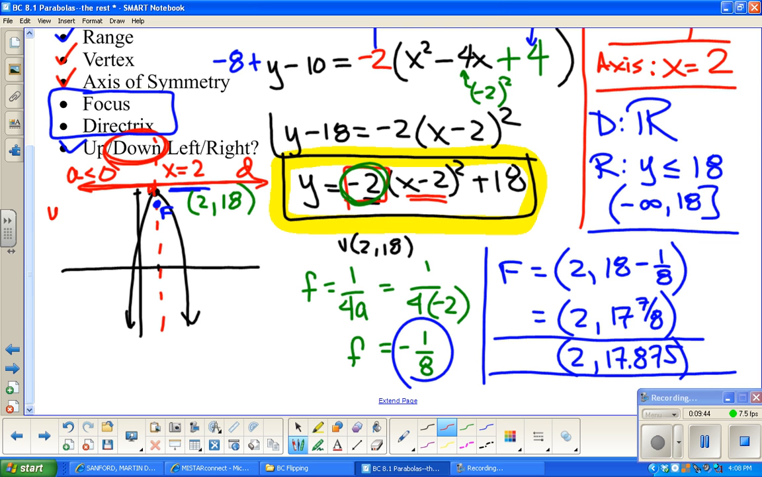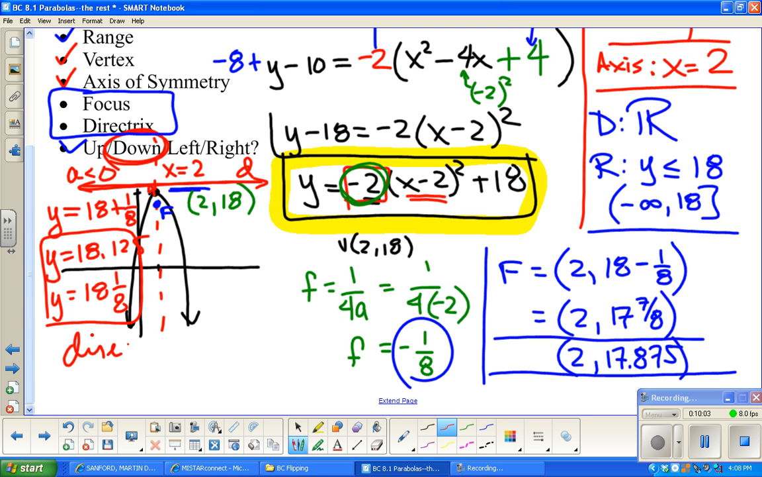Now, this is a horizontal line, so it's got to be y equals something. Well, it's going to be 18 plus 1/8 because I have to move up. So yes, it's going to be 18.125 or 18 1/8. Okay, so that's the directrix. Okay, that is the whole thing, and so we're good there.